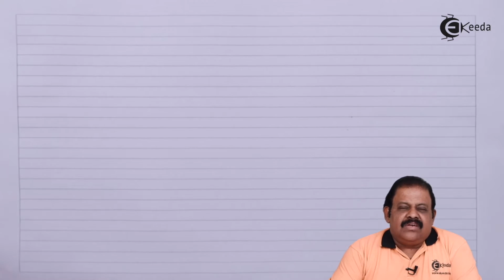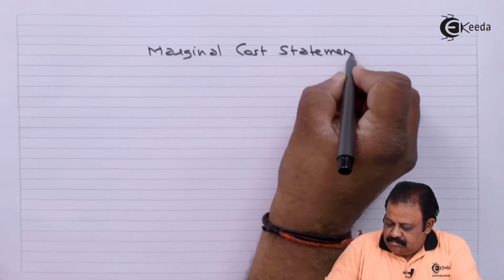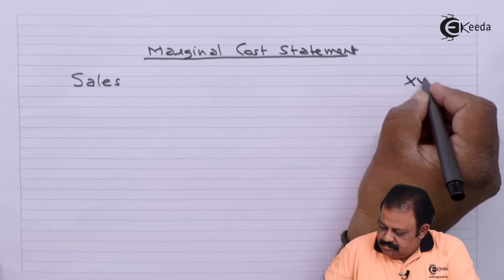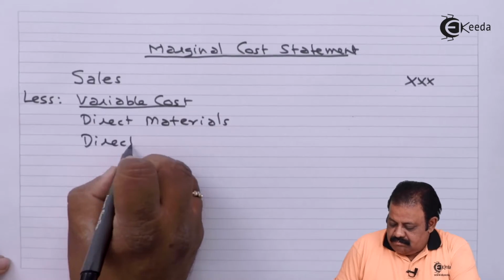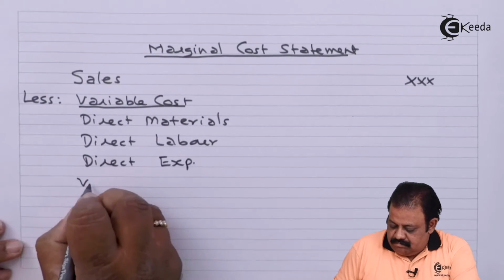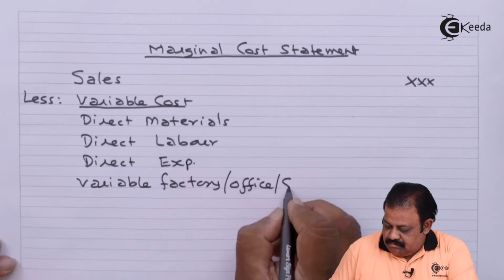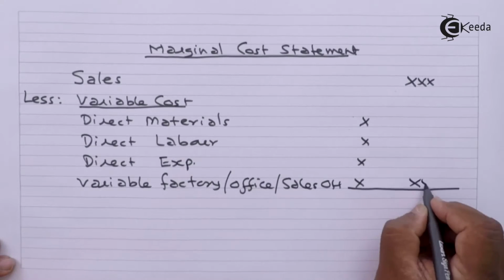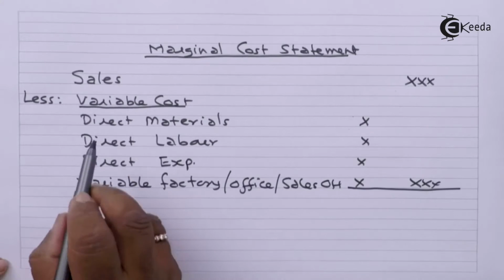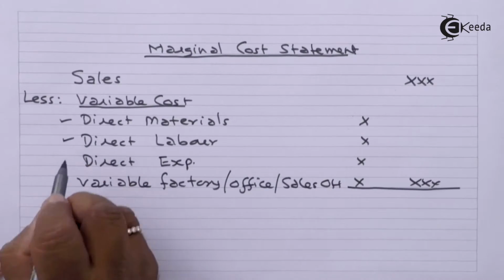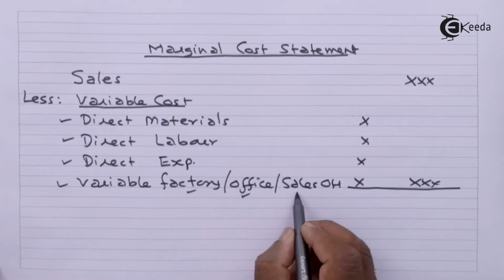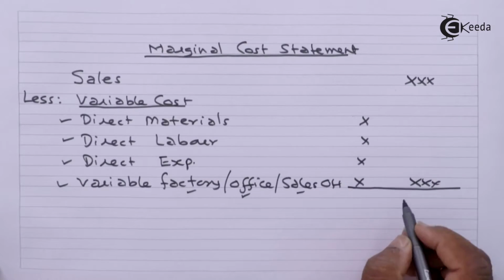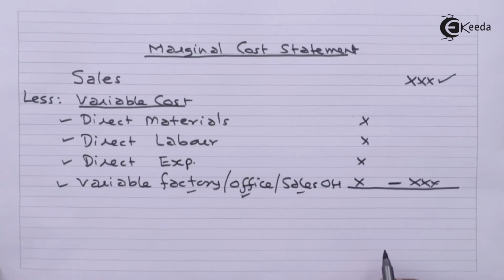Like cost sheet, in case of marginal costing, we can prepare marginal cost statement like this. We have to start with the sales. From sales, we are required to deduct variable cost, direct materials, direct labor, direct expenses, variable overheads, variable factory overheads, variable office overheads, variable sales overheads. After grouping all variable expenses, we are required to take total of this and we have to deduct from the figure of sales.